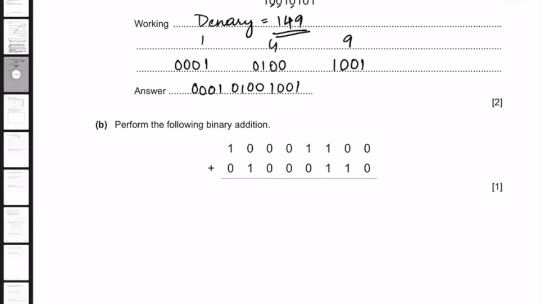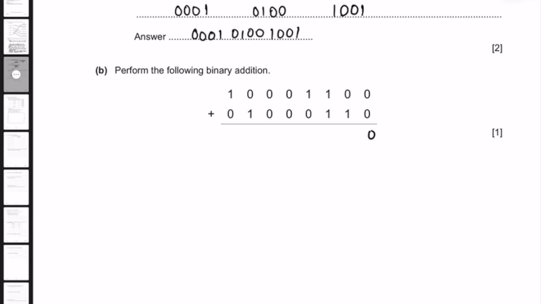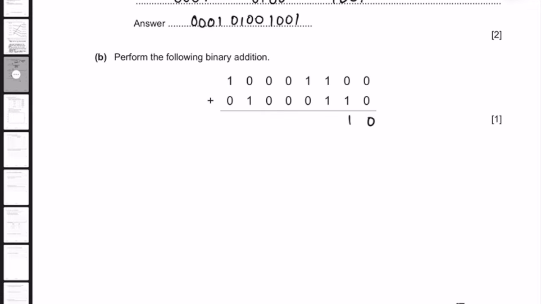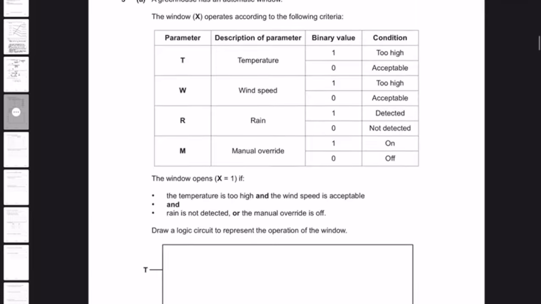that's the final answer. Okay, now I have to add this. Let's add it. 0 plus 0 is 0. That gives us a 1. 1 plus 1, 1 carries over, 0. 1 carries over, 0. And we got 1, 0, 1, 1. That should be good. Okay, we're done with the second question as well.